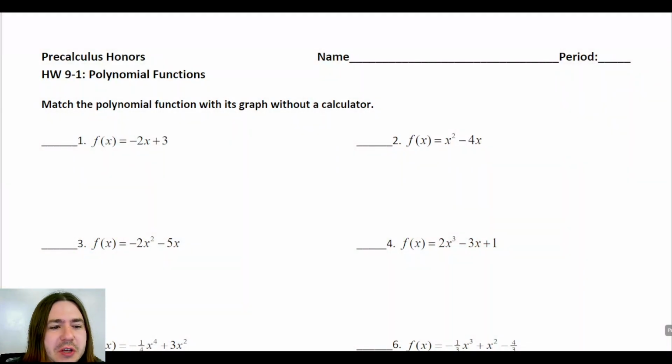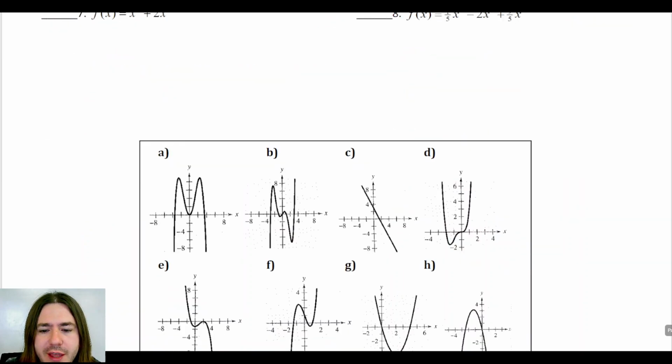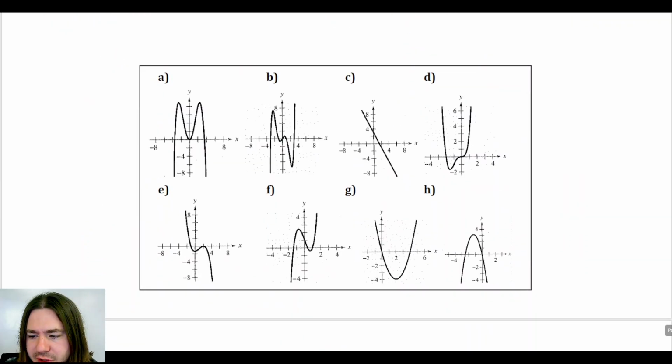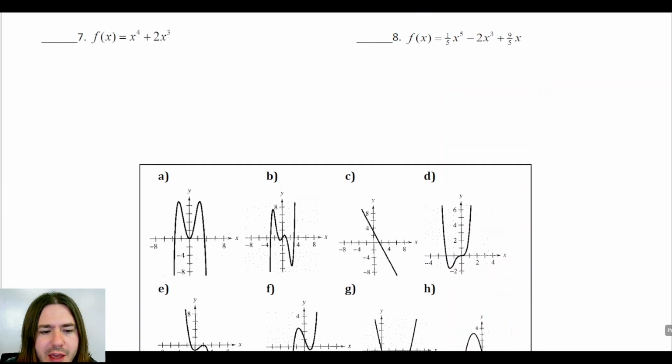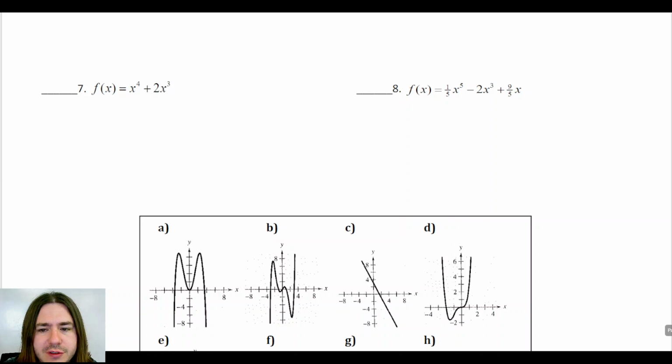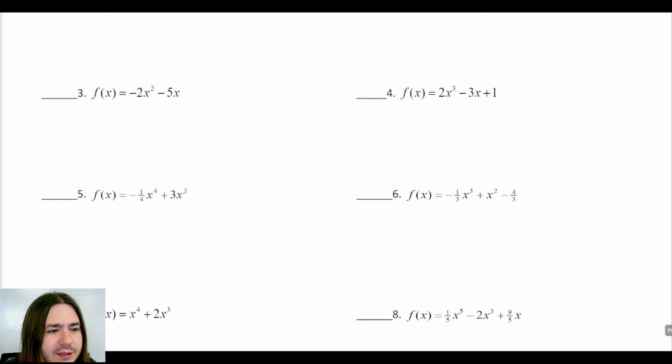Hey y'all, welcome back. Let's take a look at tonight's homework. We're looking at these different polynomial functions, and it looks like we're trying to match them with the graphs. So what we'll do is try to narrow it down based on the end behavior and the number of zeros of each of these functions and see if we can't make some matches here.